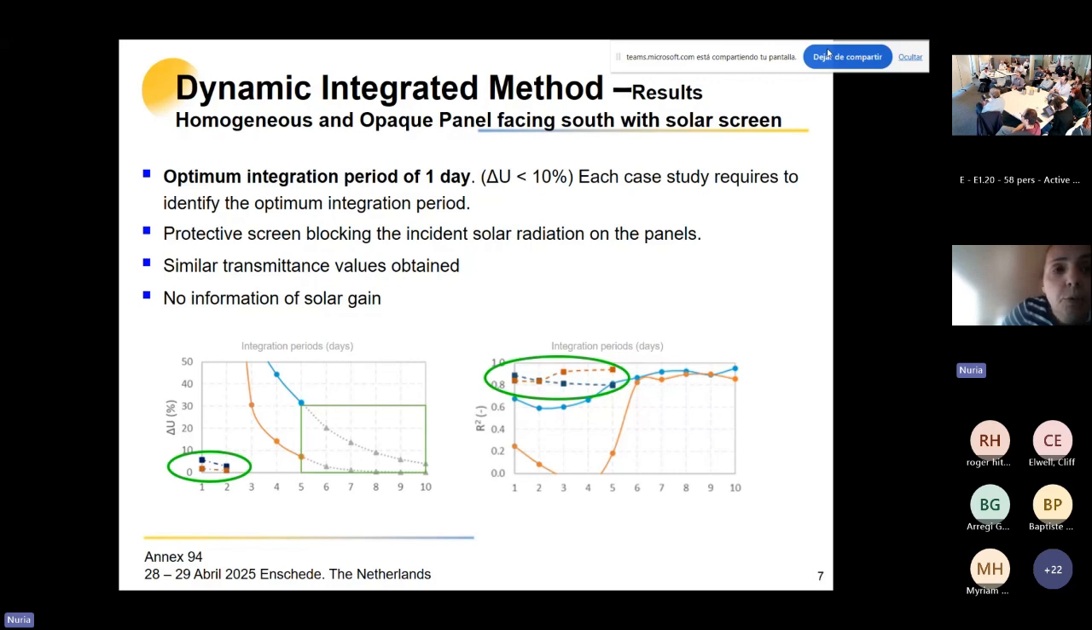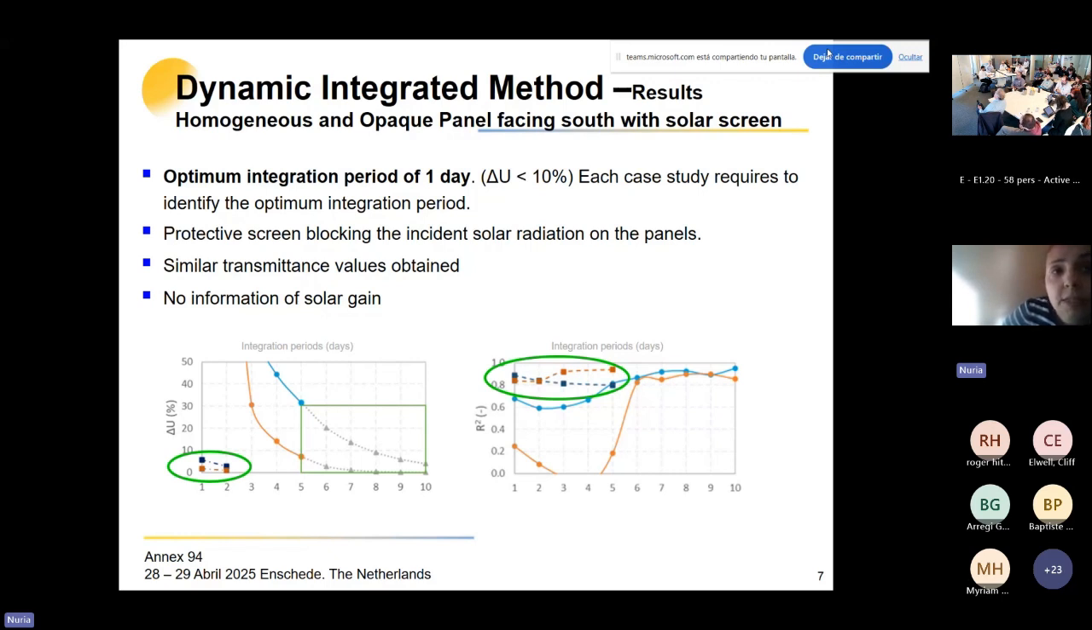With this protective screen, we also obtained a very similar value for the characteristic parameter of the thermal resistance, that is 1 watt per square meter Kelvin, the same that we obtained in the previous experiment for the 10-day integration period. So we have demonstrated, on one hand, the reliability of the method, and on the other hand, a significant improvement in reducing the optimal integration period.